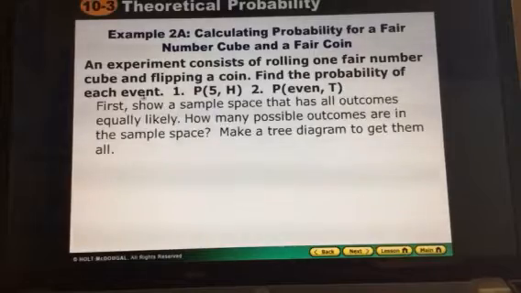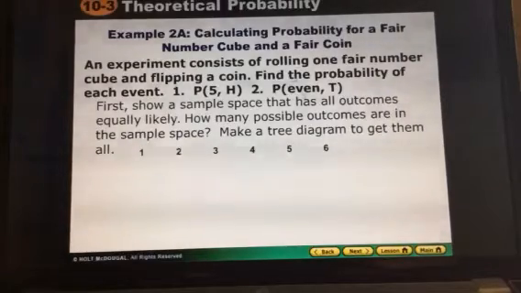So first thing we're going to have to do is show the sample space, all the different things that could happen, all the equally likely outcomes. So if we want to know how many possible outcomes there are in a sample space, a tree diagram is probably the easiest way to go. So if you've never seen this before, you're going to start out with all of the things that could happen first. Okay, so when you roll a die, or a number cube, 1, 2, 3, 4, 5, and 6 are the different outcomes.